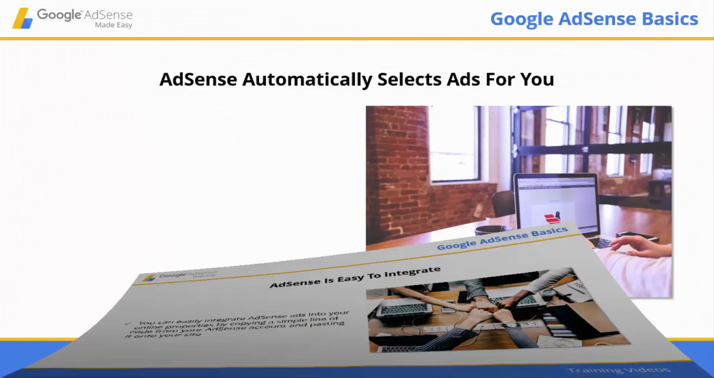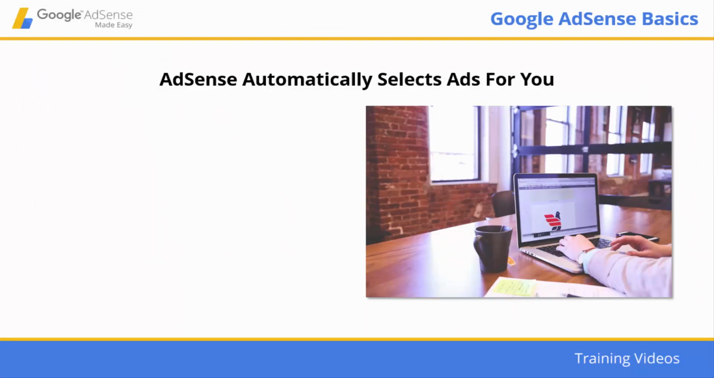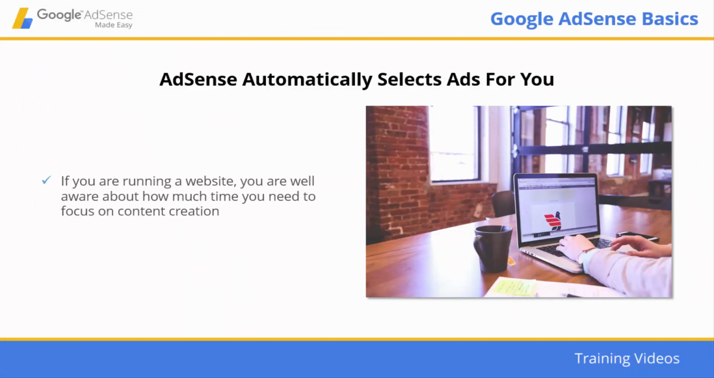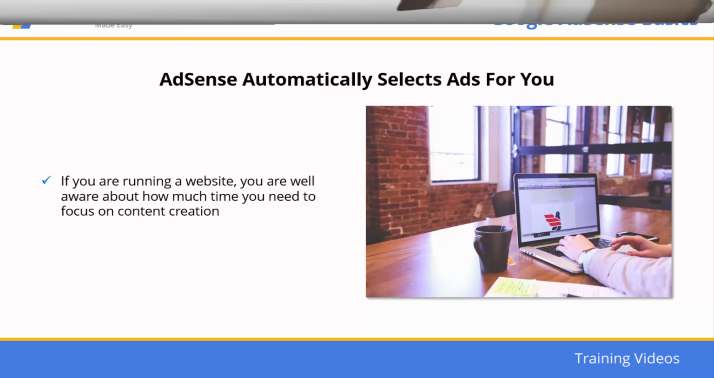Cutting on expenses. AdSense automatically selects ads for you. If you are running a website, you are well aware about how much time you need to focus on content creation. That is why AdSense automatically places the most relevant ads on your site, saving you the time that you would otherwise spend looking for them yourself, selecting them, and then placing them into your ad slots.